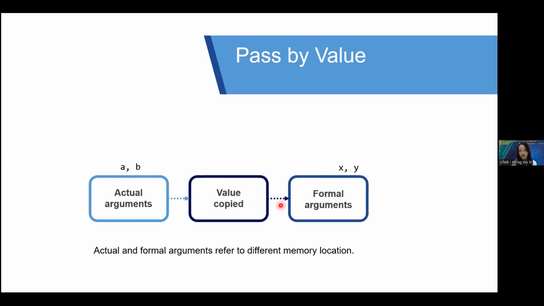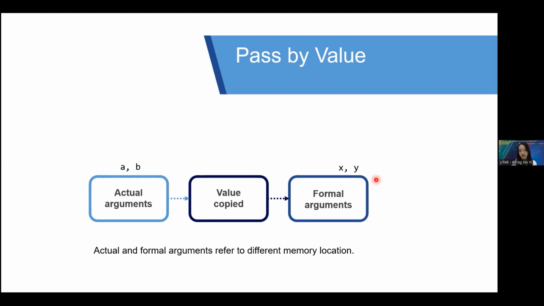And then a copy of the value 20 is made and then stored in the Y variable. So that's why I put the words here, value copy. We make a copy of the values and then store them in X and Y, these two formal arguments in the function. Okay, so all these actual and formal arguments A, B, X, Y, they are all different variables stored in different memory locations. Basically, you can think that they are all different variables, right?